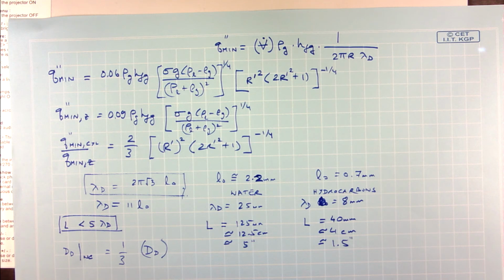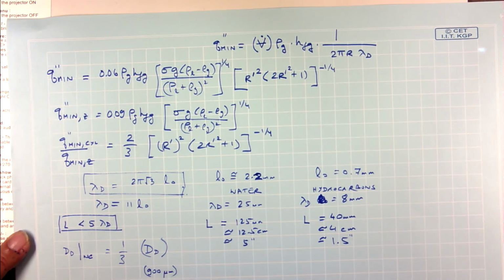Okay, so typically the bubble diameter at departure for refrigerant bubbles is about 900 microns, or roughly about 1 millimeter, right? The moment you make a nano coating, this becomes about 300 microns. That's what the experiments show. What that means is your Taylor instability wavelength is going down by a factor of 3.